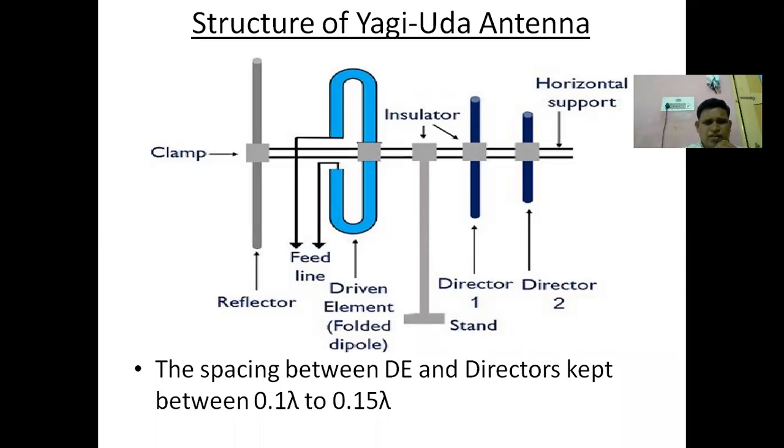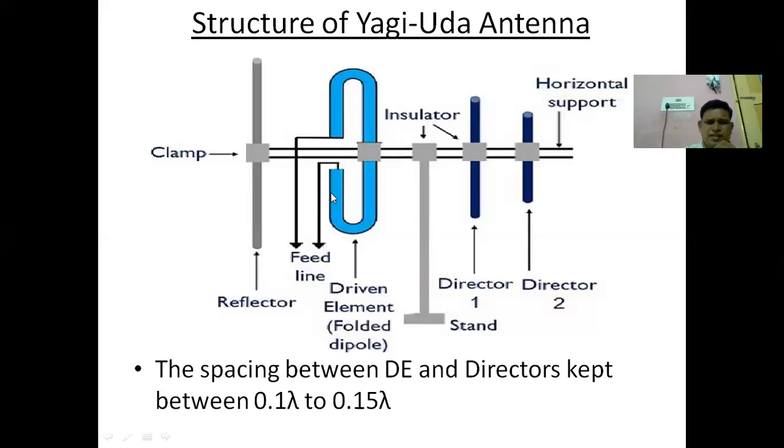See here how many are there. This is a reflector, and this is a driving element. This is one director, and this is another director. These are the parasitic elements. Whatever I have written in blue, this blue color metallic rod, is twisted in this shape. This is the driving element.